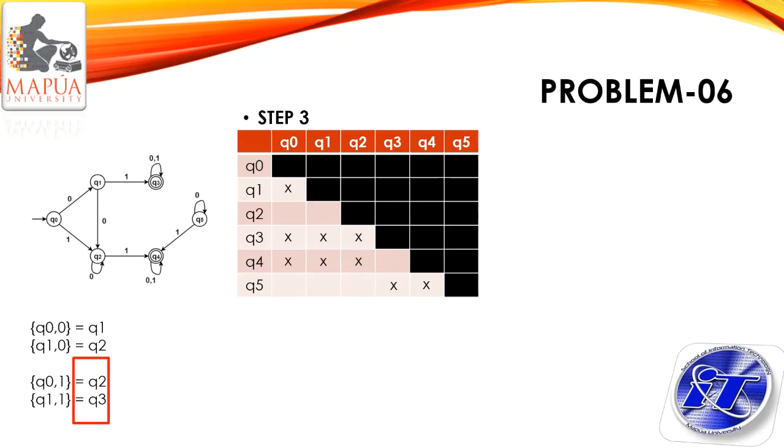Q2, Q0. So Q2, Q1 for if it's 0. Q2, Q1 is not marked. If it's 1, Q4, Q1. Q4, Q1 is already been marked. So Q2, Q0 will also be marked. Q2, Q1. So Q2, Q1 will not be marked.